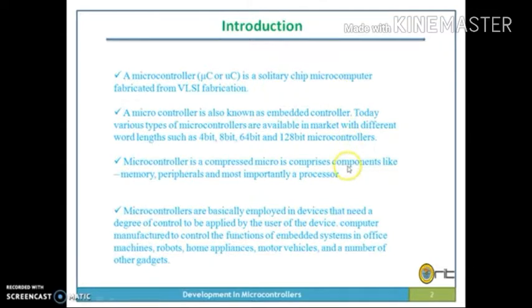I'll start with the introduction. A microcontroller is a single-chip microcomputer fabricated using VLSI fabrication. A microcontroller is also known as an embedded controller. Today, various types of microcontrollers are available in the market with different word lengths, such as 4-bit, 8-bit, 64-bit, and 128-bit microcontrollers. A microcontroller comprises components like memory, peripherals, and most importantly, a processor.